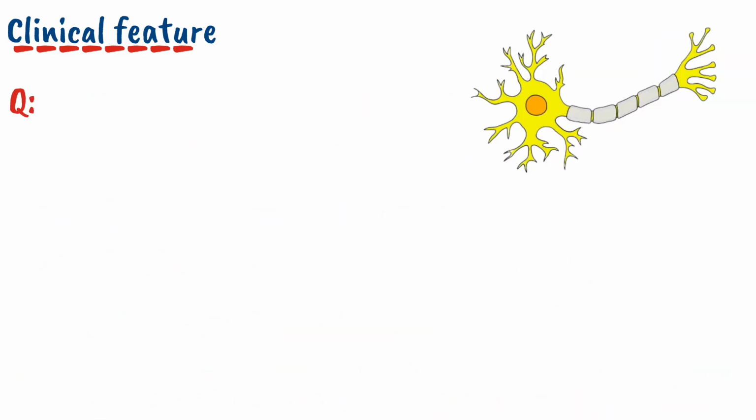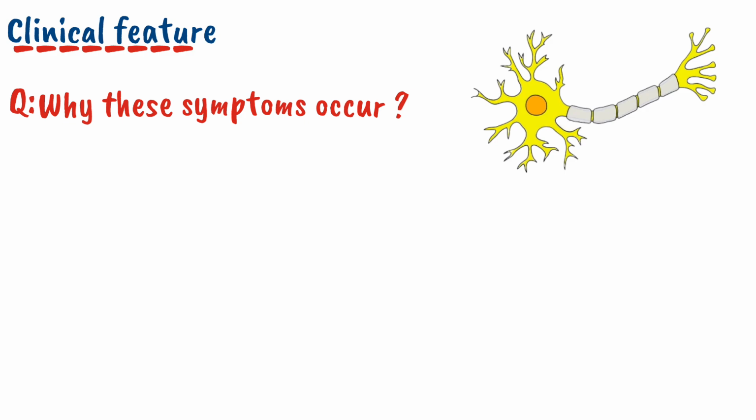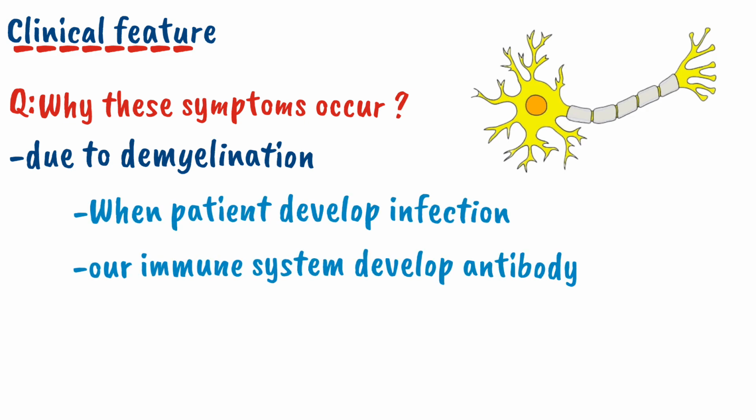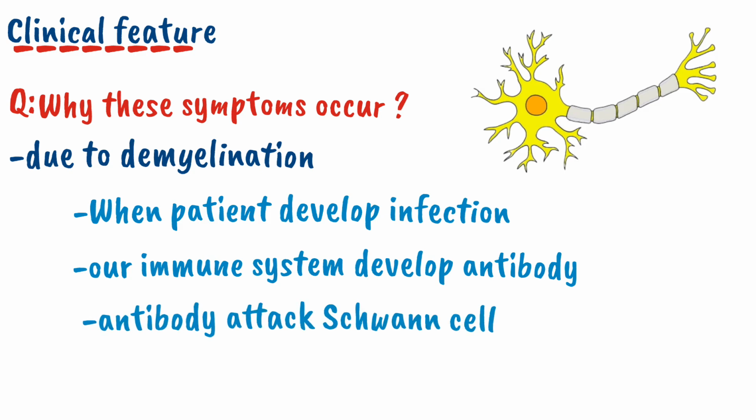The question arises why all of these symptoms develop in Guillain-Barré syndrome. These symptoms develop because there is demyelination. How does this demyelination develop? When a patient develops infection, our immune system develops antibodies. This antibody, instead of attacking the virus and bacteria, starts attacking the Schwann cell. The Schwann cells are the peripheral myelinating cells. So when it attacks the Schwann cell, it destroys the Schwann cell, which leads to demyelination. So all of these clinical symptoms are a result of the demyelination of peripheral nerves.